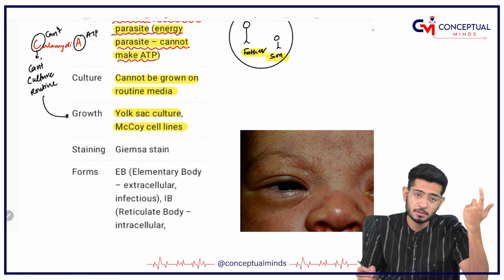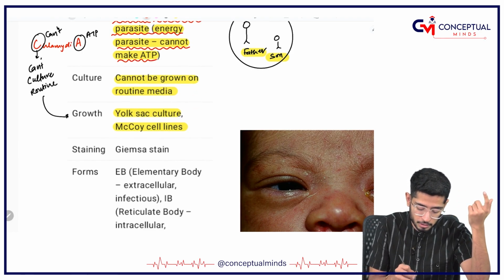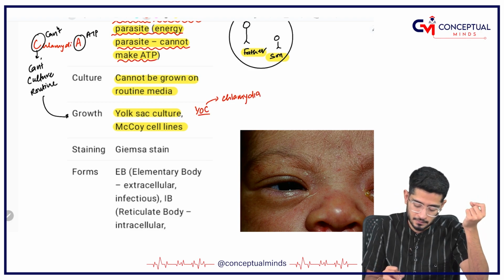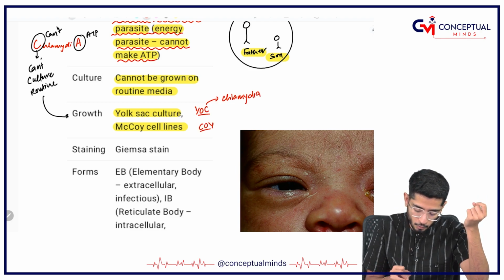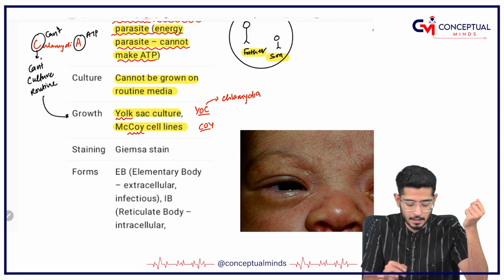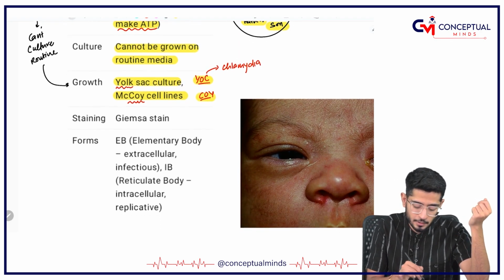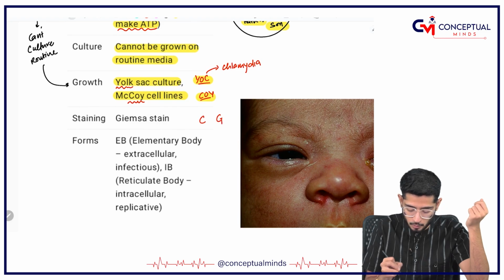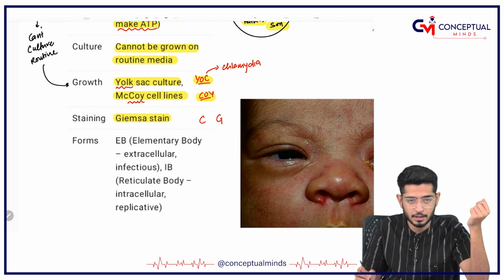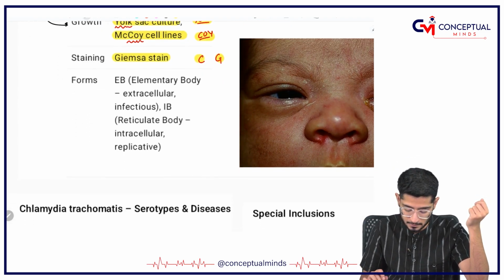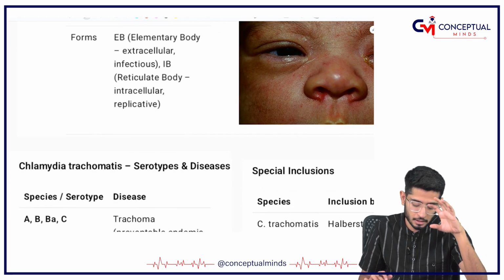Just remember with me a new spelling of yolk. The new spelling of yolk is YOC. C for what? C for Chlamydia. And if you see this is YOC, then you will write COY. YOC, COY. So yolk sac and McCoy cell lines are the easiest ones to remember for Chlamydia. And as I always say, C and G look very similar, the stain used for Chlamydia is the G stain. C for Chlamydia, G for the G stain.